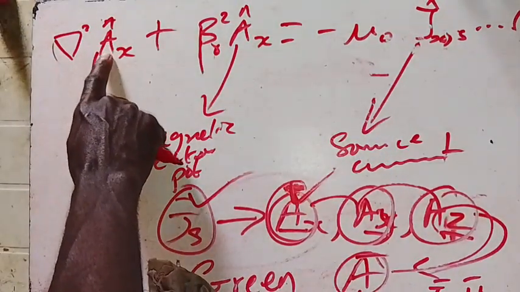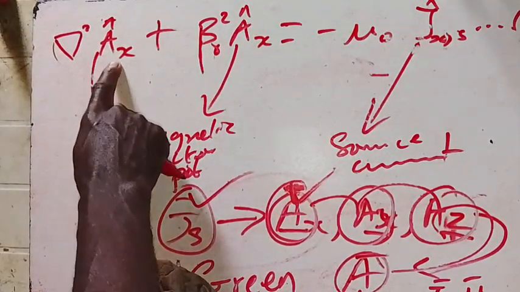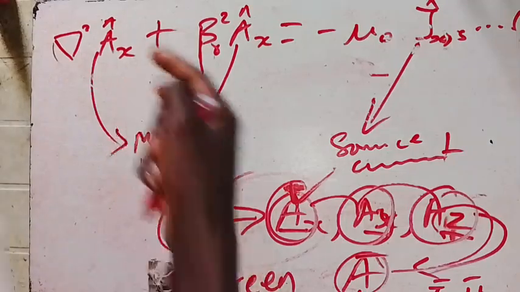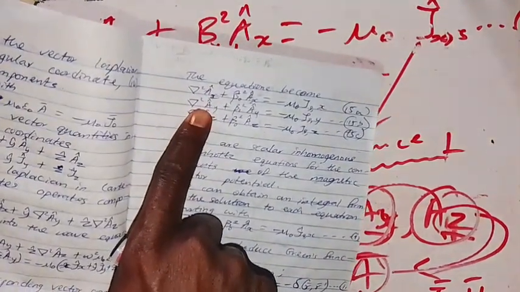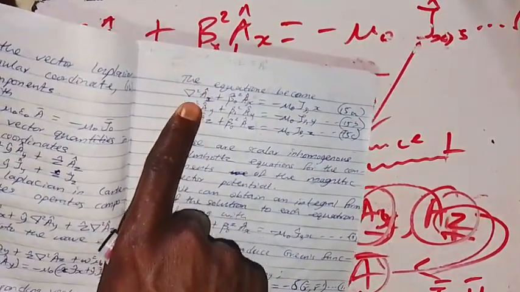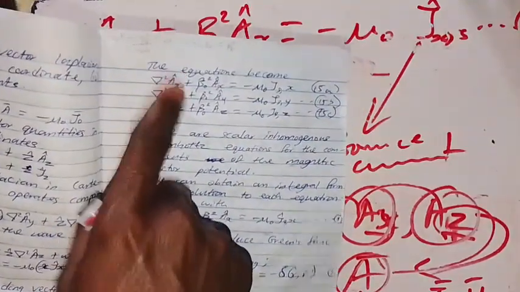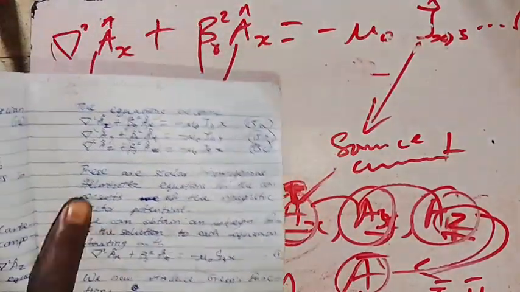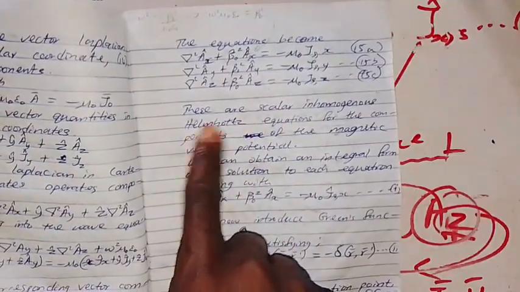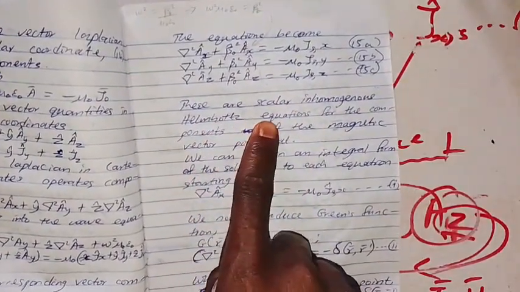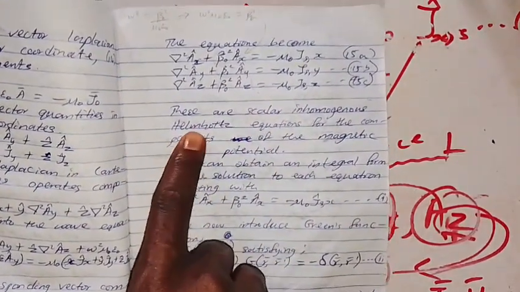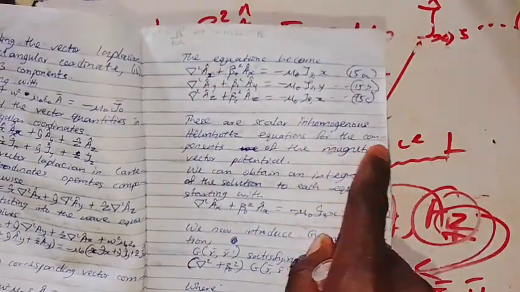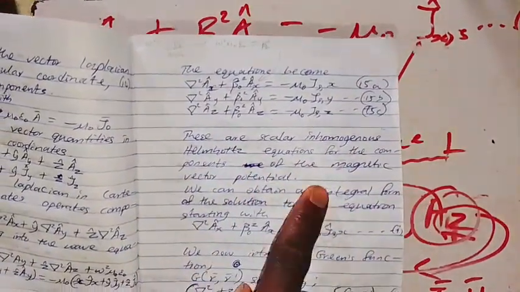Components of the magnetic vector potential: X component, Y component, Z component. All are for the magnetic vector potential. And the J_s is the source current. So these are scalar inhomogeneous Helmholtz equations for the component of the magnetic vector potential.